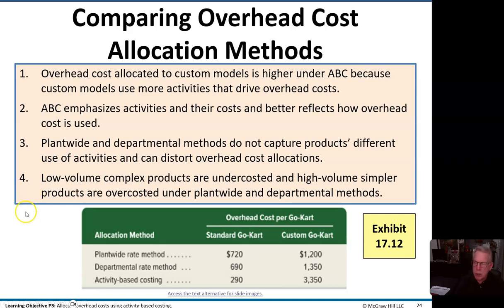I think you can see number four is a very conceptual issue I want you to be sure you get your hands around, and that is that low volume, complex products, in this case, the custom go-kart, are undercosted, and high volume, simpler products, like the standard go-kart in this example, are overcosted using plant-wide and departmental methods. Okay.